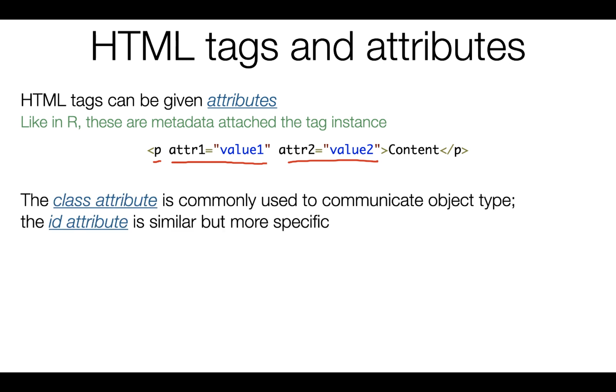Like in R, the class attribute is commonly used to communicate the object type. That would be like an S3 class object in R. In HTML it's just a class type, but there's a hierarchy of these. So for example, the ID attribute is the exact same kind of attribute. It's just more specific to the object. So it's going to give preferential treatment because it's more specific. With these attributes, you can actually style the content that is embedded within that particular tag.